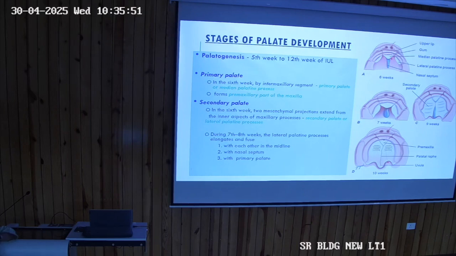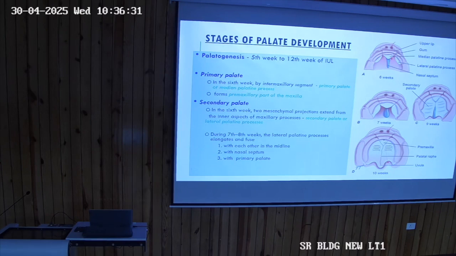Now what is happening? These lateral palatine processes are growing inside, approaching each other and approaching the primary palate. Towards what are they going? Towards the primary palate and towards each other. So they are going to fuse in the midline like this. Anteriorly they are going to fuse with the primary palate, posteriorly they are going to fuse with each other, and superiorly they are going to fuse with the nasal septum. So they will separate the nasal cavity from the oral cavity, and there is formation of the complete definitive palate.